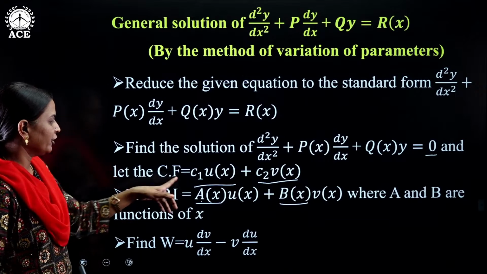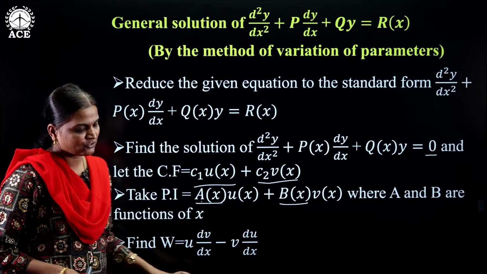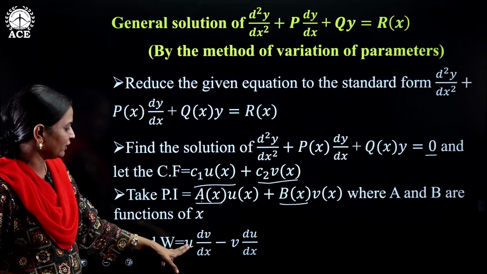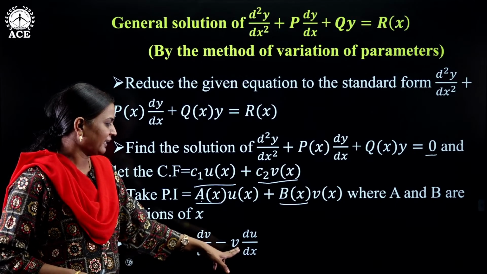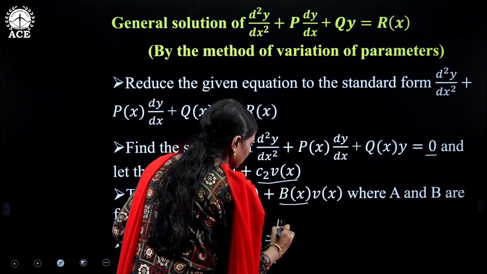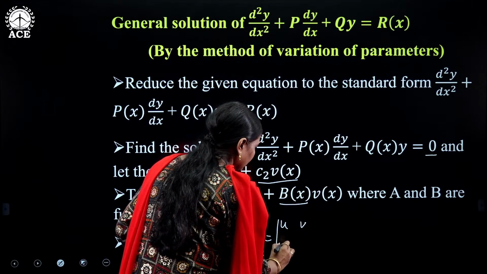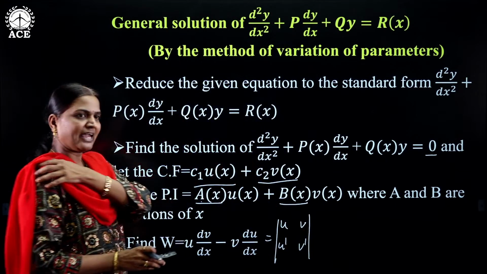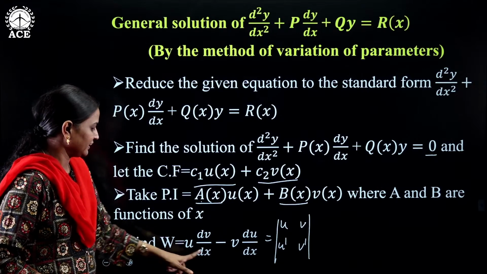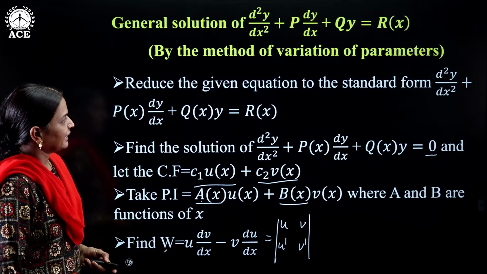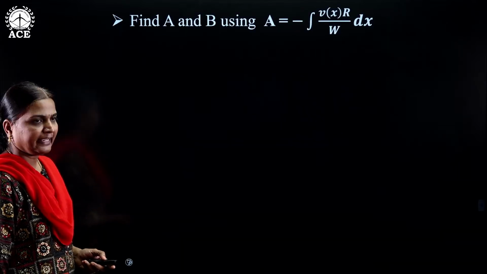Before going to find the capital A and capital B, first find the Wronskian of u and v. So what is the Wronskian of u and v? u into dv by dx minus v into du by dx. We can also write this as the determinant of u, v, u dash, v dash, which is nothing but this one. That is called the Wronskian of u and v. So next, find A and B.